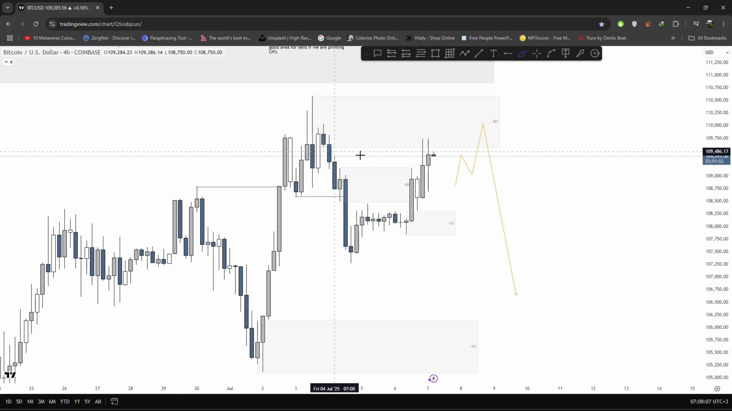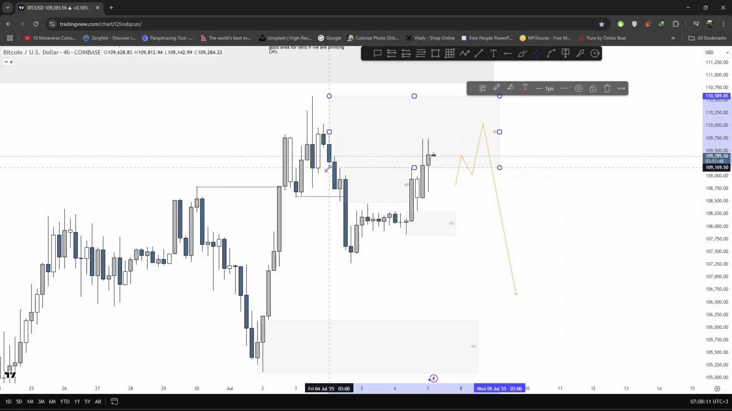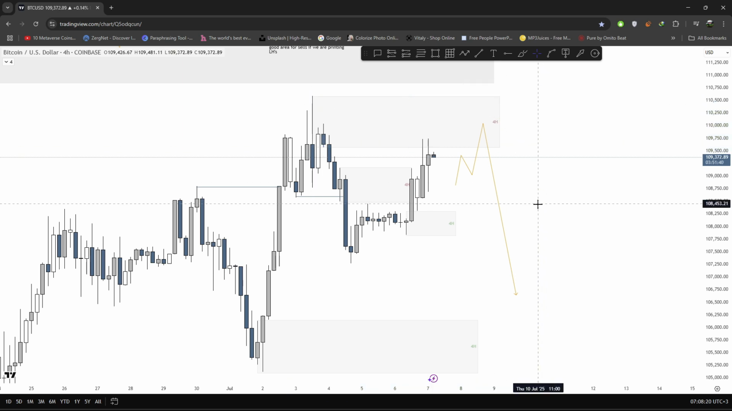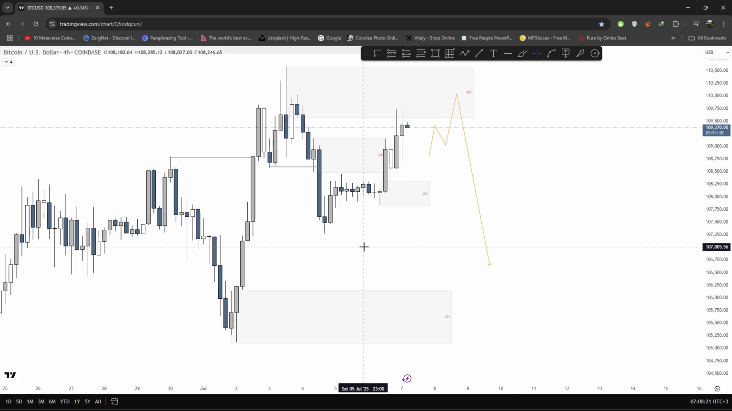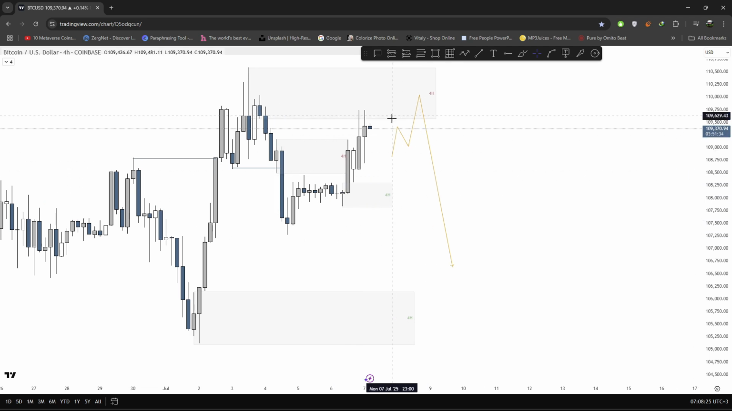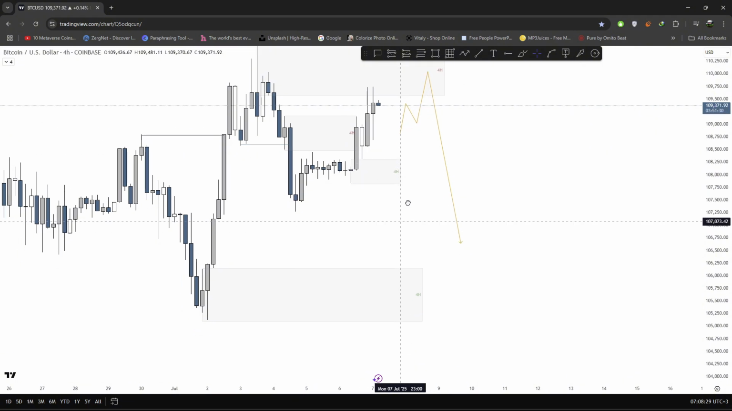However, since now we're in this area of interest, right? So that's that. We've come back into that zone, which is a supply that caused that internal shift in state of delivery. So then we can be looking for those intraday sells, possibly to the 108 region.